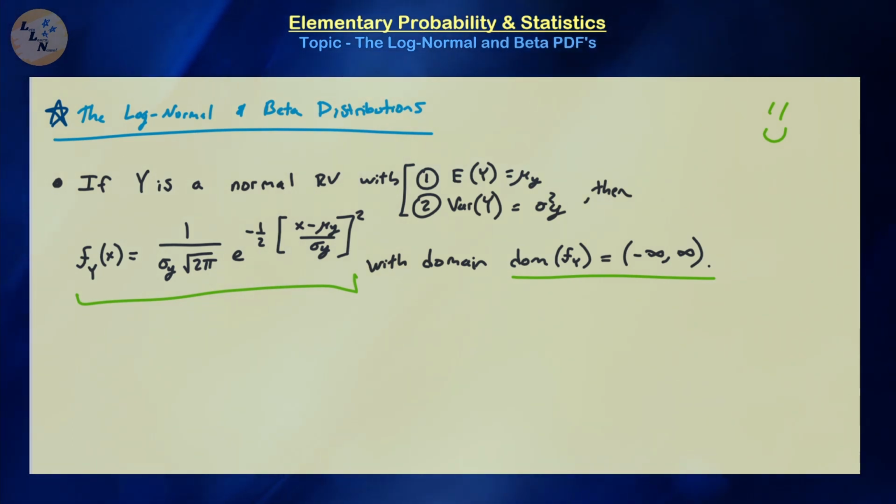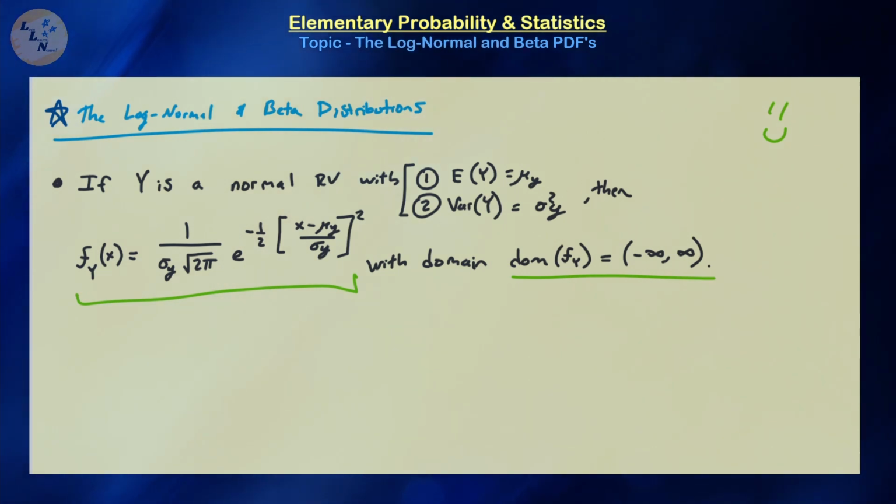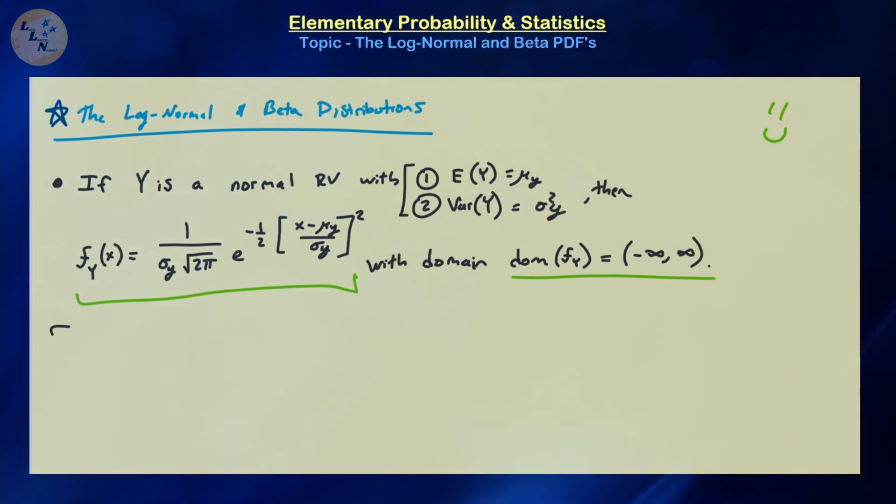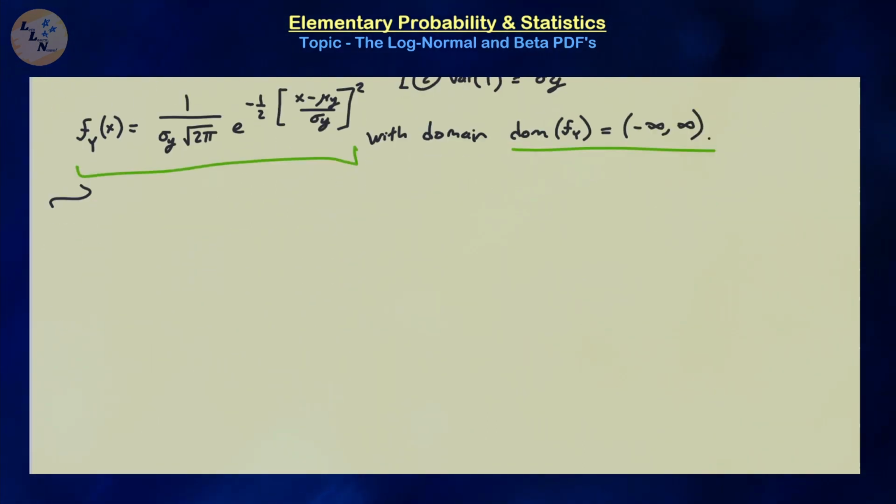So if you have a continuous random variable that cannot take negative values, positive values, 0, or a combination thereof, then using a normal random variable to model that characteristic is probably not going to be, for the most part, appropriate. So what we're going to do is look at a special transformation of a normal random variable and see what that resulting variable is going to be.